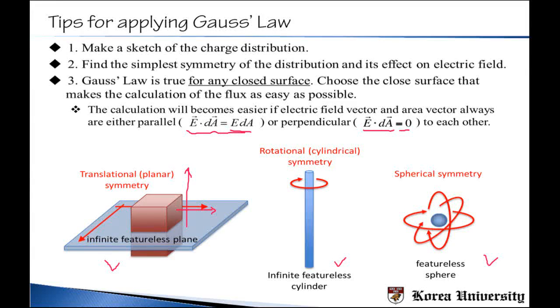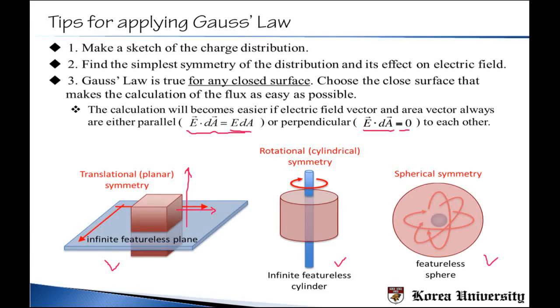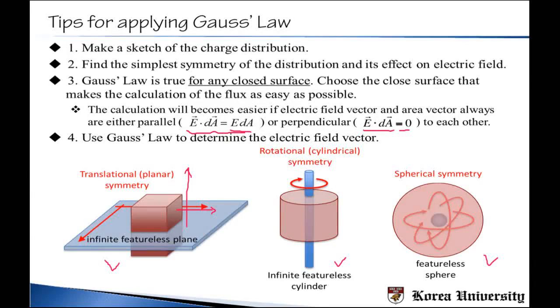And then how about the second case? Second case, a shape like this. A shape like this will always be the best choice. And then for the spherical case, of course, naturally, the Gaussian surface has to be a sphere with this charge distribution located at the center. And then, finally, use the Gauss law to determine the electric field vector.